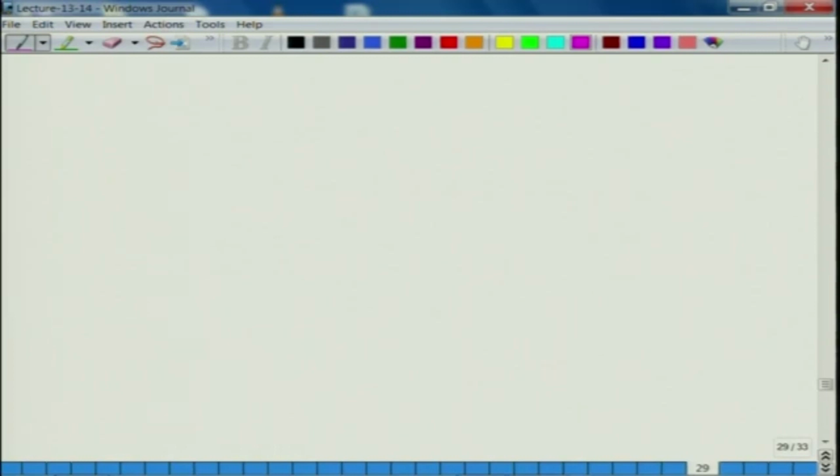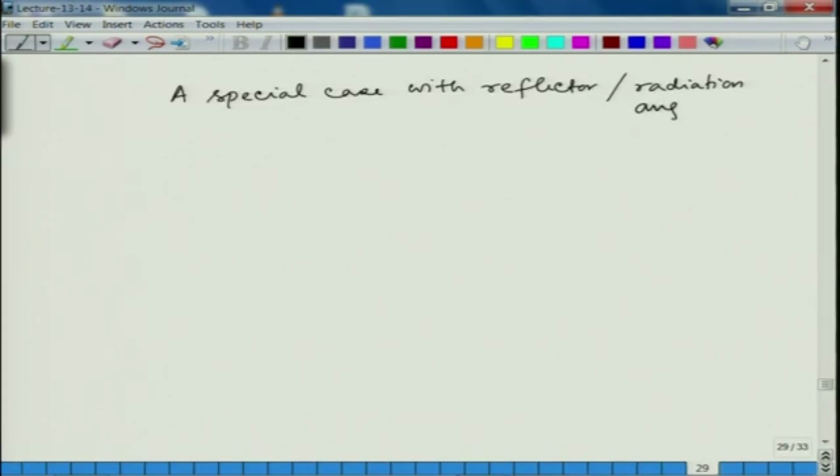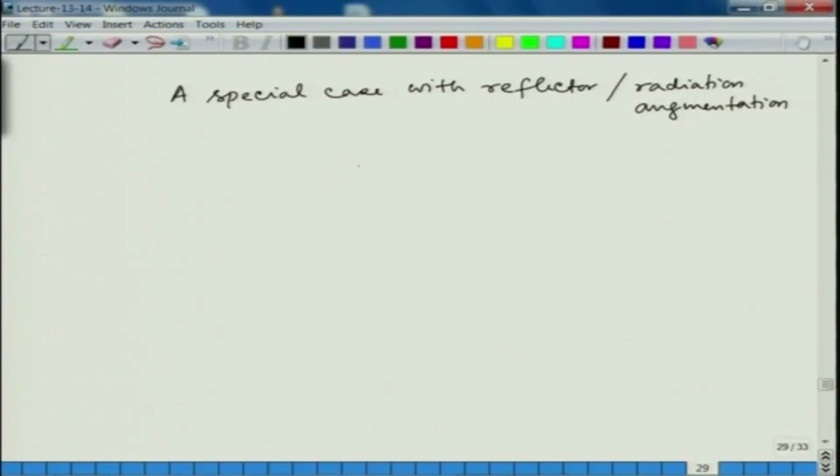So, the last thing that we are going to talk about today is a special case, a special case with reflector or radiation augmentation. So, why do we call it a special case? Because often we see that rows of solar collectors are placed over a very long distance. If you look from the side view, it will be somewhat like this.